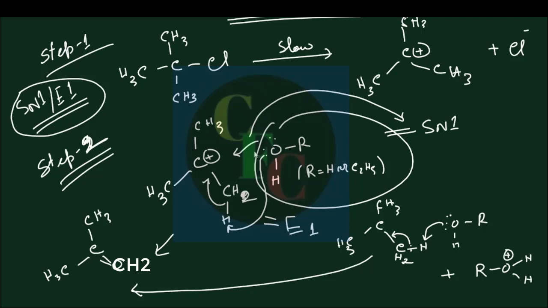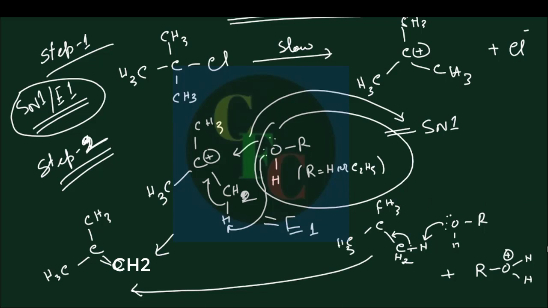Now this E1 mechanism is possible only where a stable carbocation is formed, like SN1. So only for tertiary butyl systems or tertiary alkyl halides this mechanism is possible, first of all. Second, there is also a competition between SN1 and E1, right? So at lower temperatures SN1 will be favored. As you increase the temperature, the E1 mechanism will also be favored.